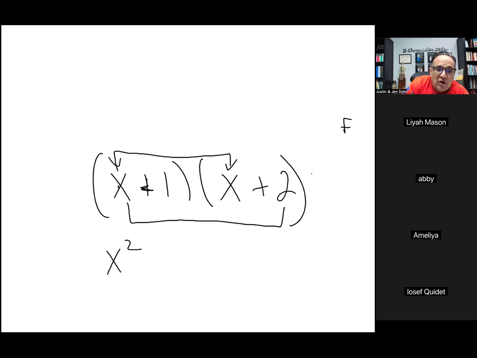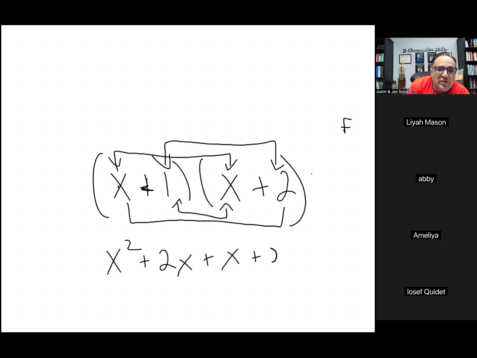Okay. So the first is x times x, which is x squared. The outer is x times 2, which is plus 2x. Now we go inner: 1 times x is just plus x. Then you go last, and it's 1 times 2, which is plus 2. Okay? So now I've gone FOIL: first, outer, inner, last. And all I do is combine these like terms now.